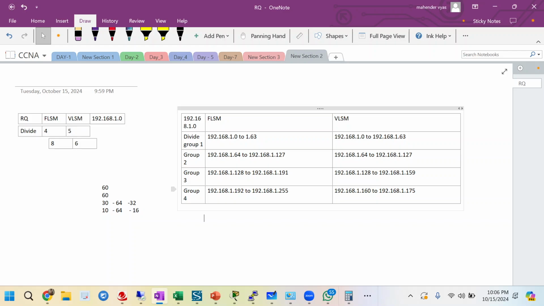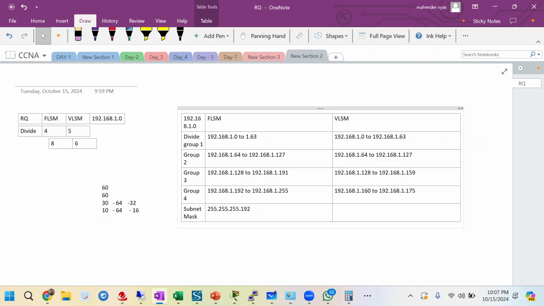And usually everyone uses FLSM. The calculation-wise everything is similar. Whatever your requirement value is, the calculation will happen based on that only. In FLSM, for any address you divide it into groups of 64, let's see the subnet mask. In FLSM the subnet mask would be the same default one.